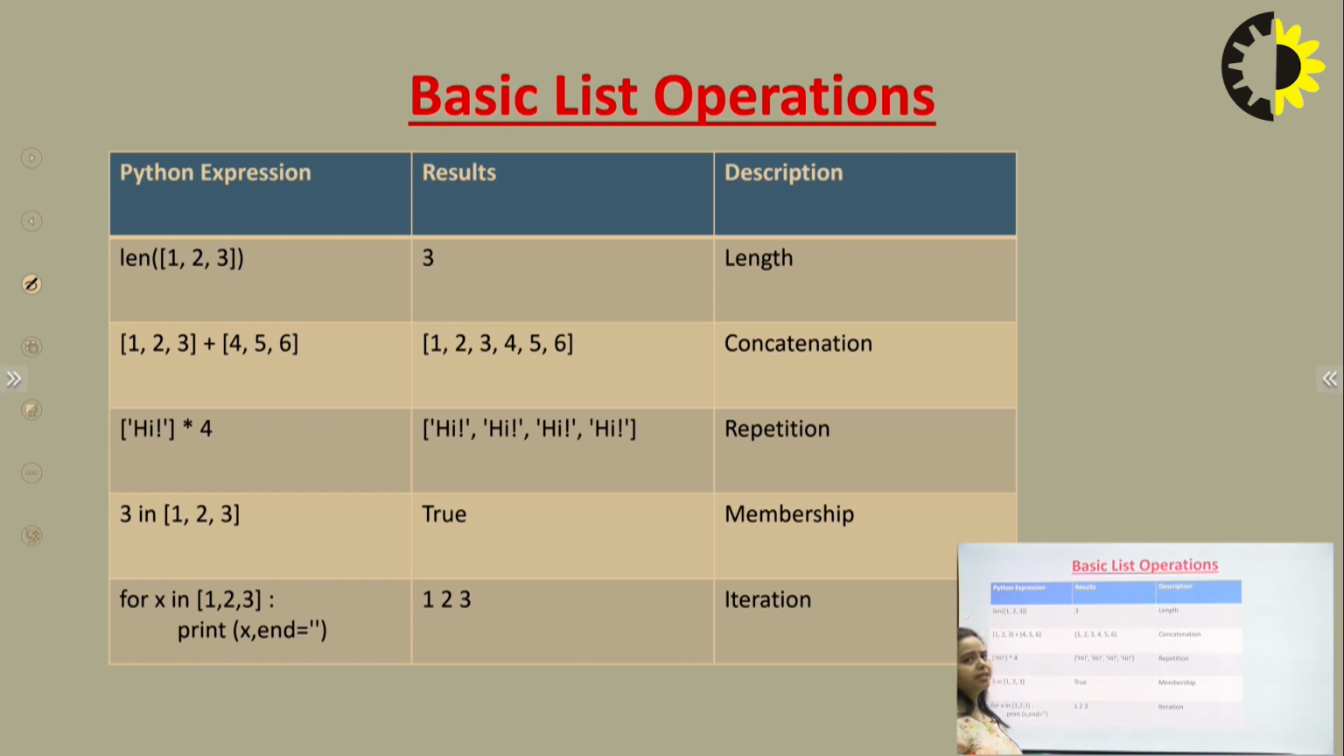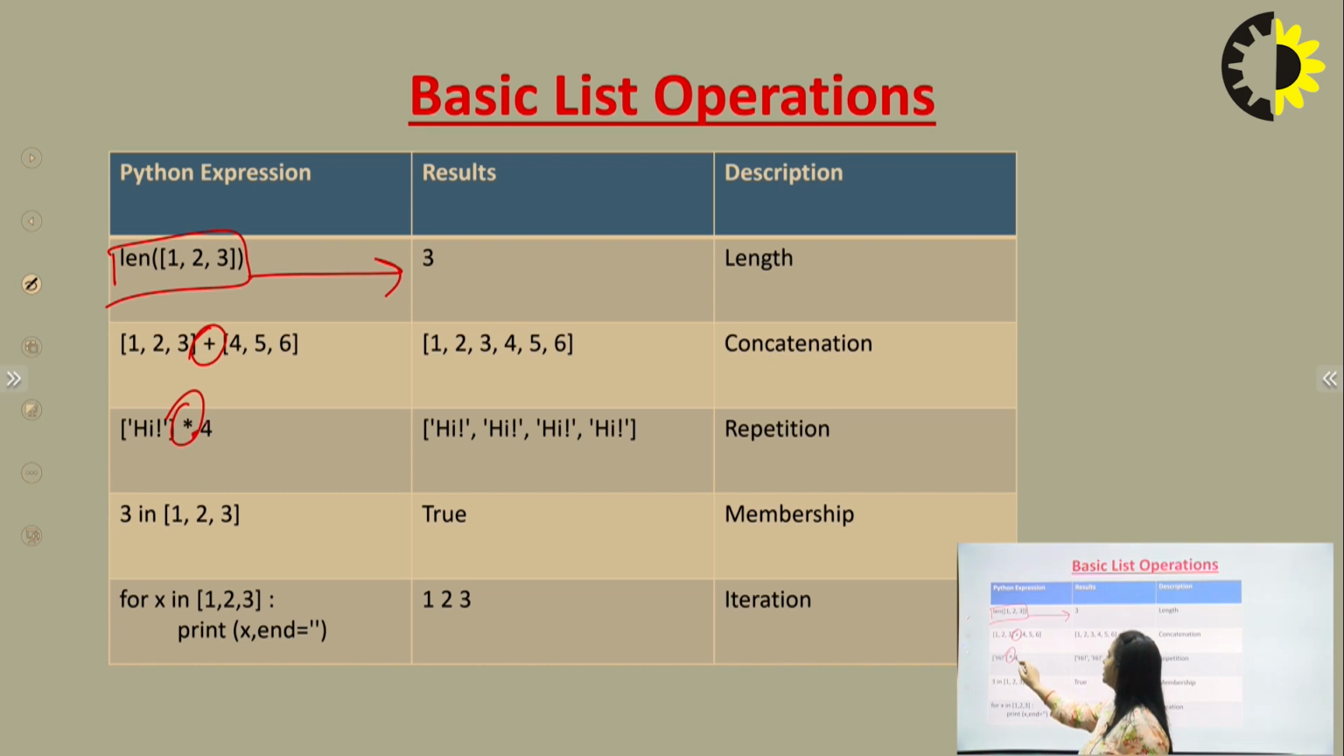Next, there are some basic operations on lists. Like length: with the help of the len function, we can simply calculate the length of the list. And this is the concatenation of two lists. This is the repetition operation: if we want to print a list more than one time, we use the repetition asterisk operator. This is the membership operator: if I want to check the membership of an element in our list, we can use it. And if we want to iterate over the list, we can use a for loop.